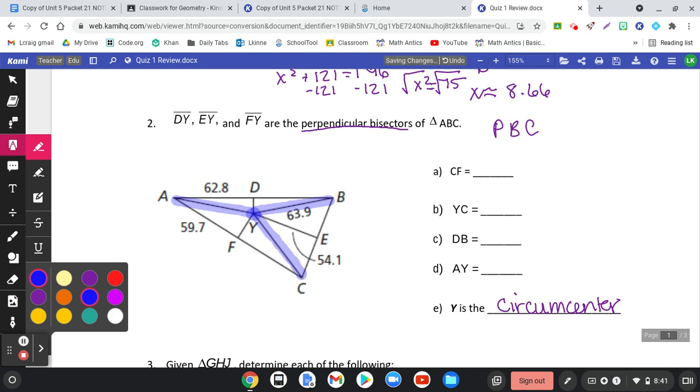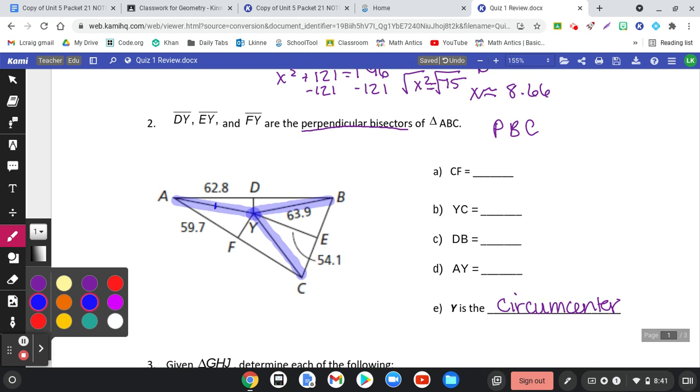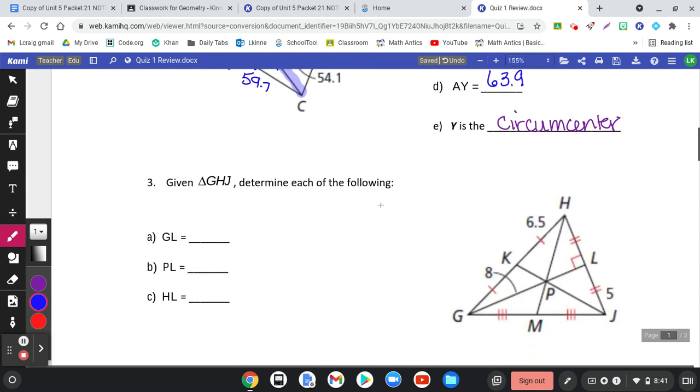So all of those are 63.9. So that's 63.9, and that's 63.9. And all the sides are cut in half. So let's see what we got. CF. All right, since this is 59.7, this is 59.7, because, again, these are perpendicular bisectors. The sides have been cut in half. YC, so from Y to C, we already talked about that, is 63.9, because it's the same distance out to each angle. DB, 62.8, because it's half of that side. Or, excuse me, that side was cut in half. And then AY, again, to the vertex is 63.9.